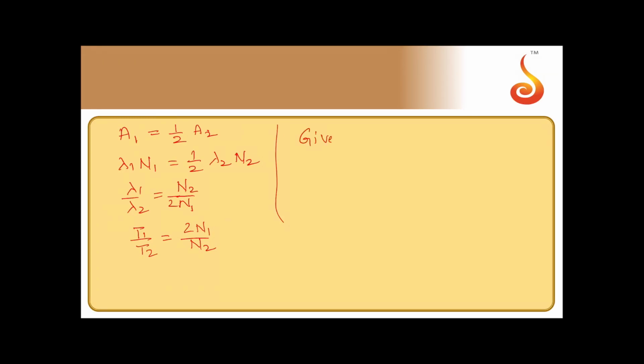But what they have given is N1 is equal to 2N2. So if I substitute that here, T1 by T2 is equal to 2 into 2N2 divided by N2. So that will turn out to be 4. T1 by T2 is 4. So ratio of their half-life should be 4. So only possible answer is 20 years and 5 years. That is option A.